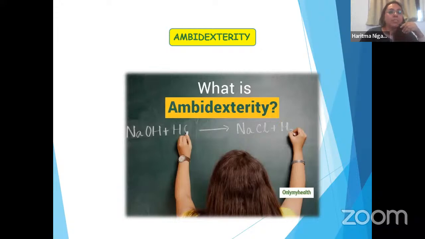Ambidexterity means that, no doubt, some people are right-handed and some people are left-handed, and we work with whichever hand is dominant. But if you change your positions, you will get less fatigue.